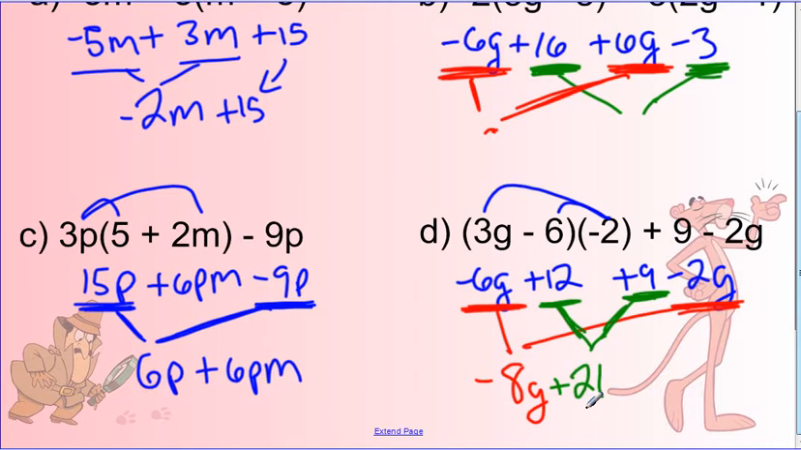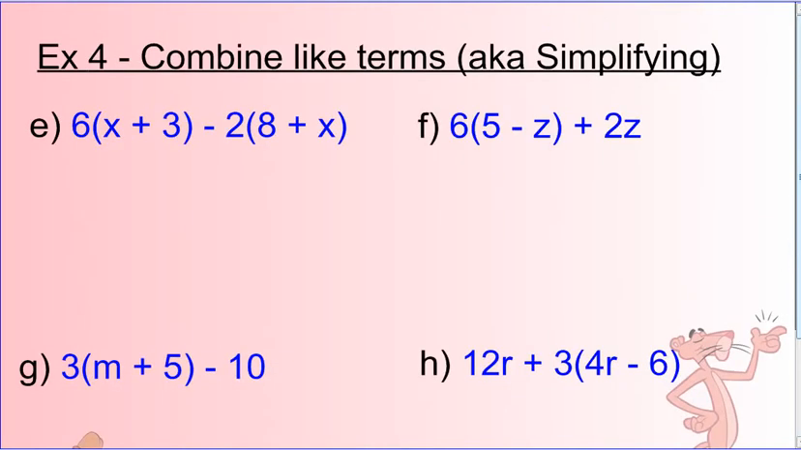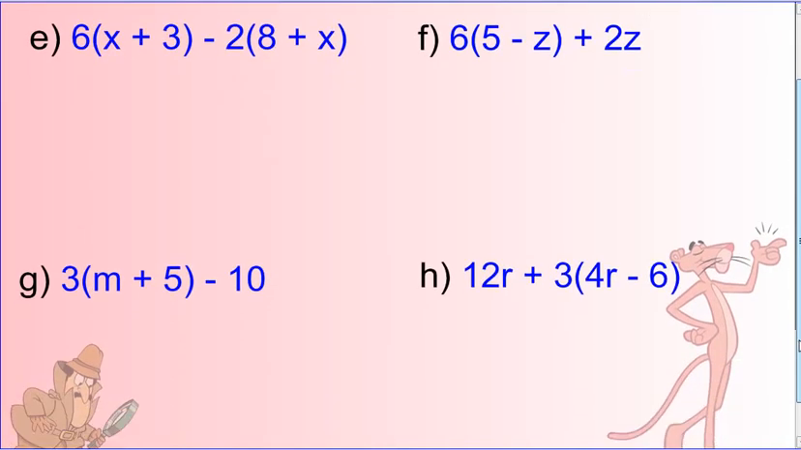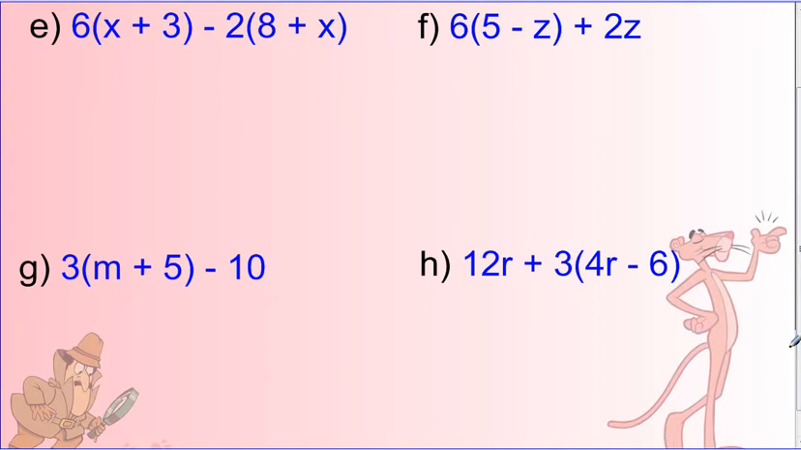So the reason why we're using the distributive property here is to get rid of those parentheses so that we can combine like terms. Combine stuff that has the exact same variable, stuff that we can add and subtract together. Please try letters E through H, E, F, G, H. Go ahead, copy them down, pause the video, do them on your own. When you're ready to continue, hit play, and we'll go through it together.